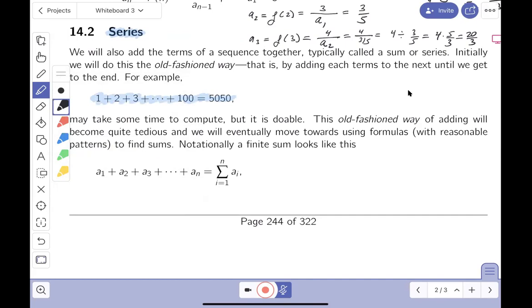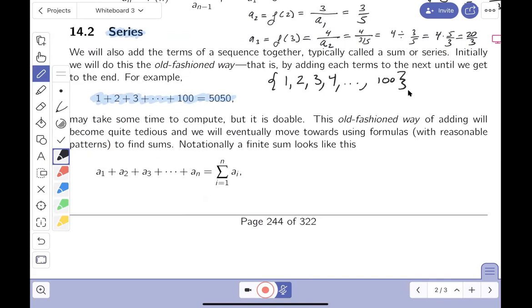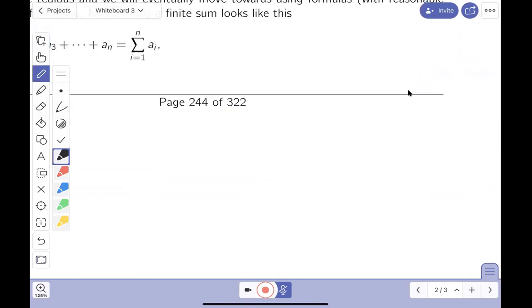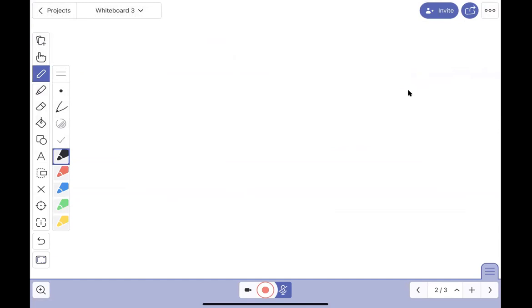I'm going to tell you what the sequence is. The sequence is 1, 2, 3, 4, and so on, up to 100. That's the sequence. The series is 1 plus 2 plus 3 plus 4 plus and so on, all up to 100. Now, by the way, I don't think I want to add that together the old-fashioned way. So I'm going to talk about it.